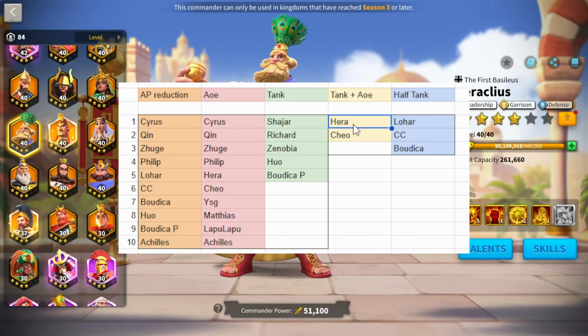So he has a shield factor, but he also has AoE. So he needs at least a half tank to be viable. So any of these basically. But these two are very special because they are tanks and AoEs. And Sheo is the most special one because he can actually chain by himself. He doesn't need a second commander. Anybody else needs a second commander.